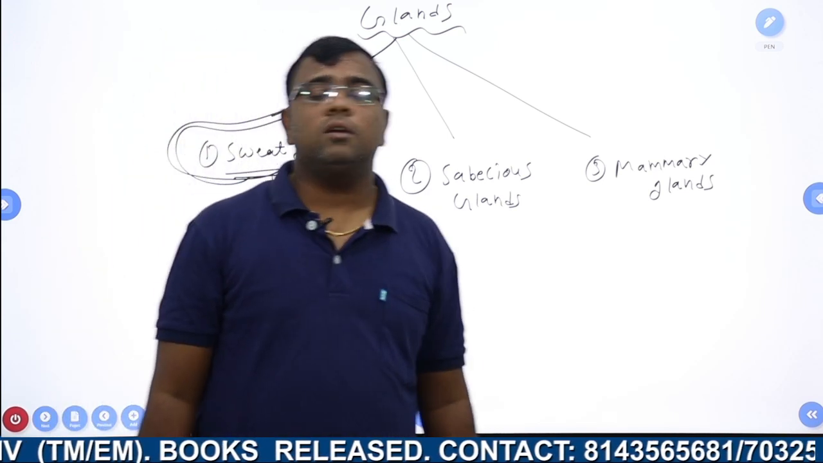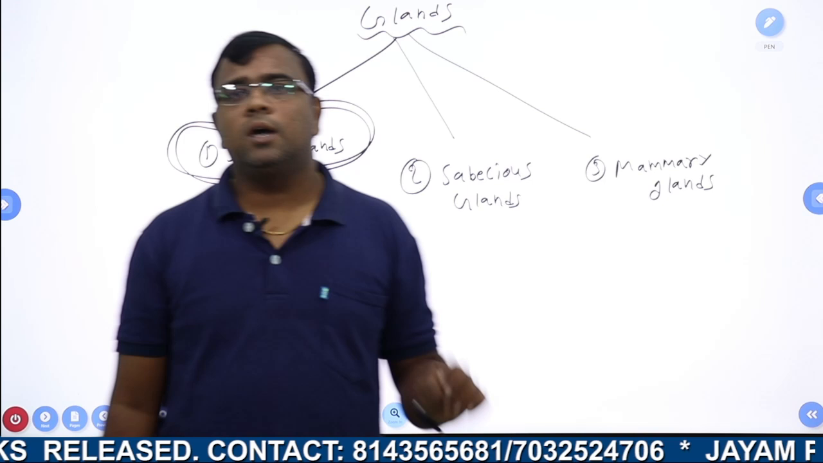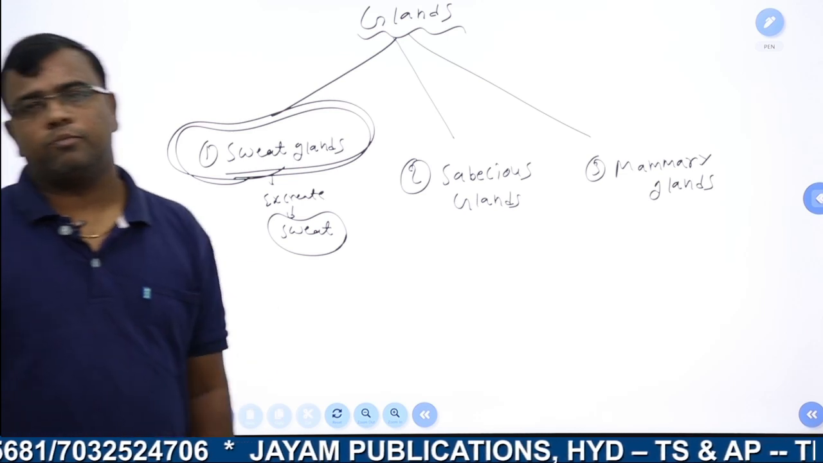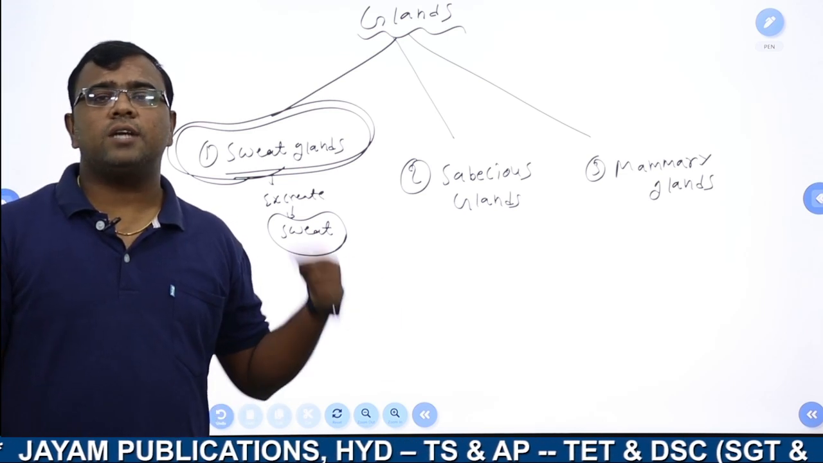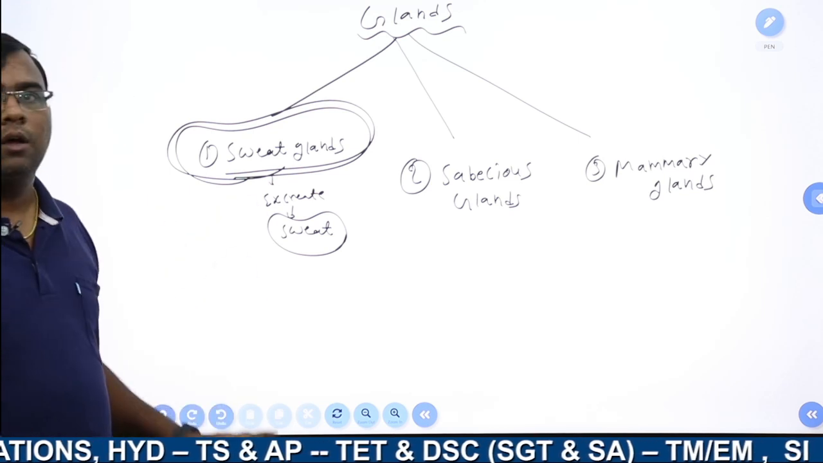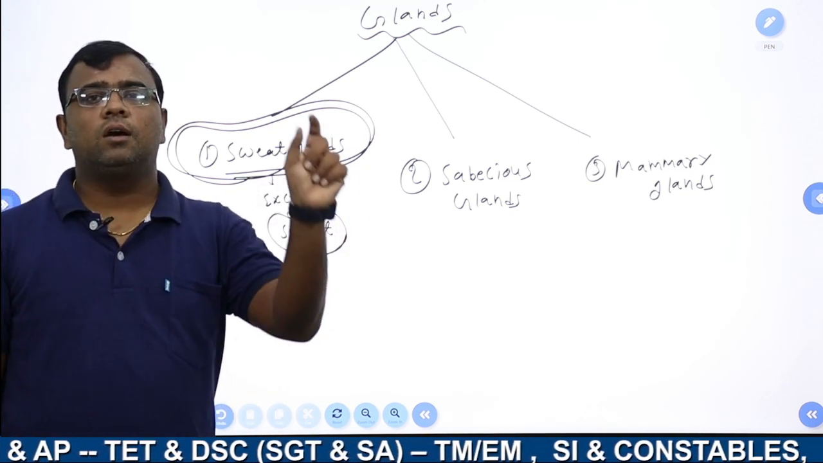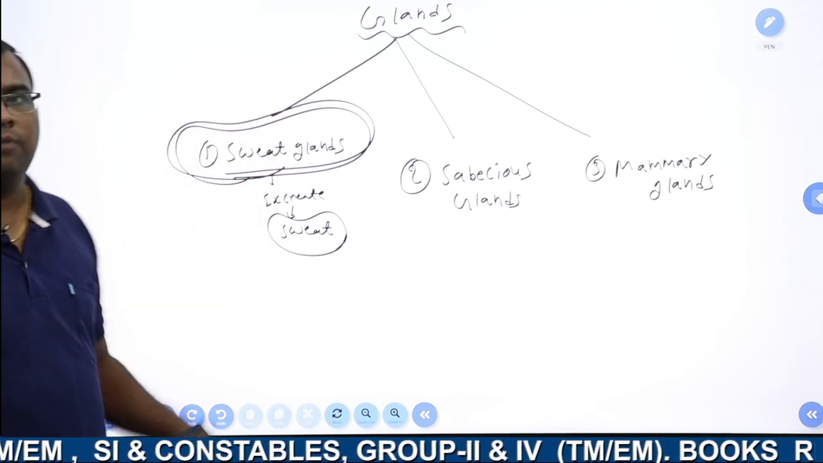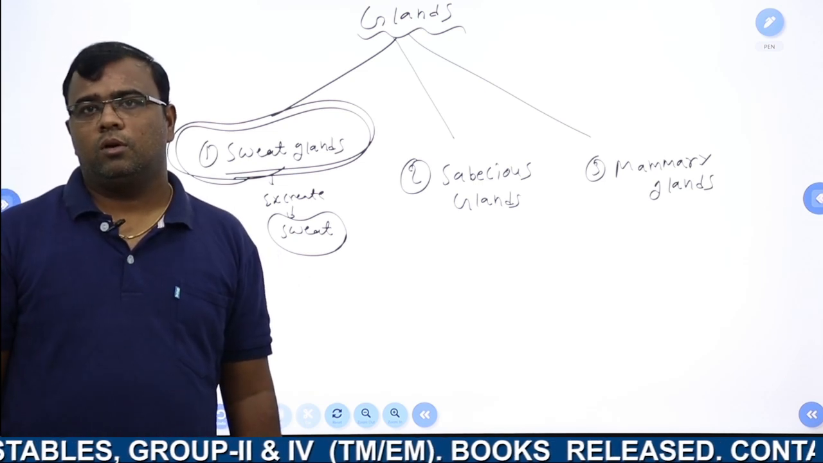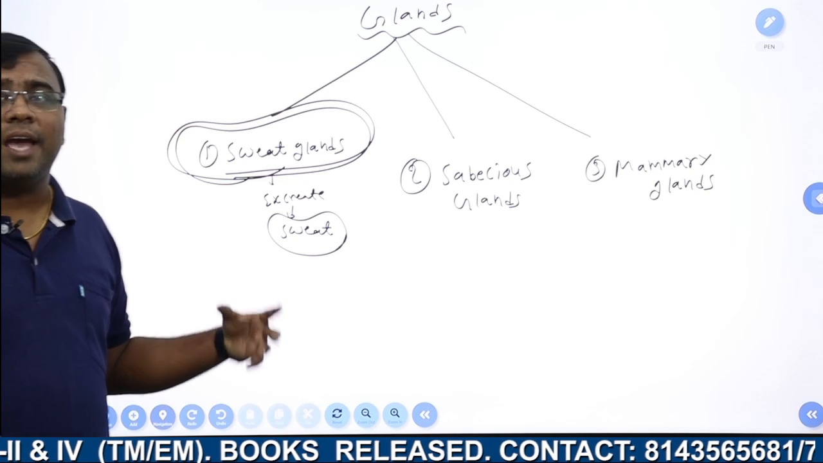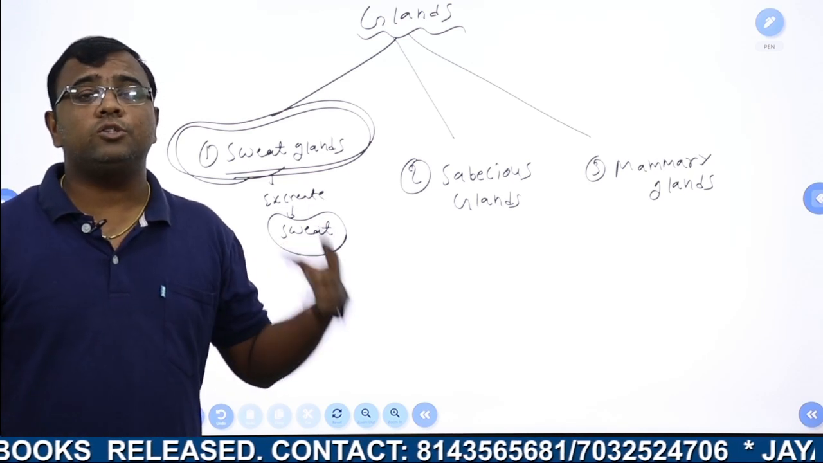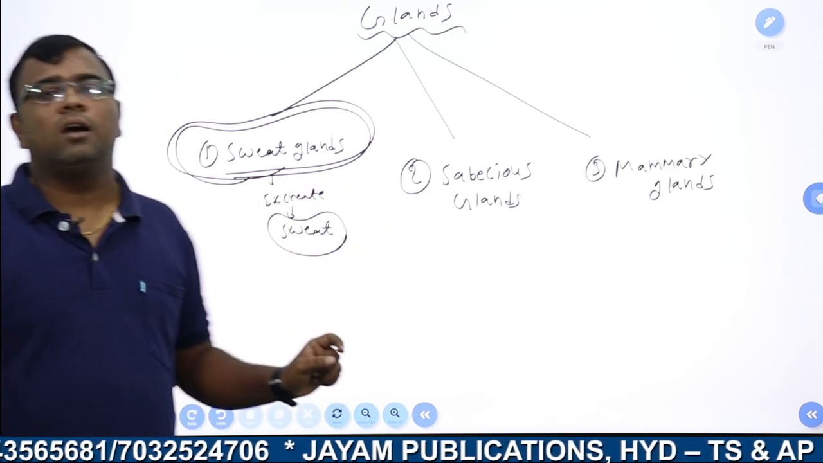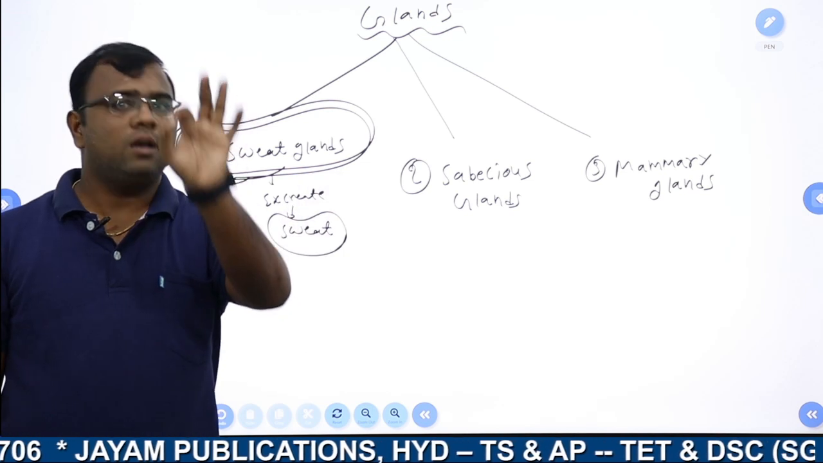The main function of skin is it maintains the body temperature equilibrium. This is the function of skin. In which glands maintain the body temperature equilibrium? Sweat glands. The sweat glands' main function is maintaining the body temperature equilibrium. Why? Because these glands excrete sweat. So this gland maintains the body temperature equilibrium.